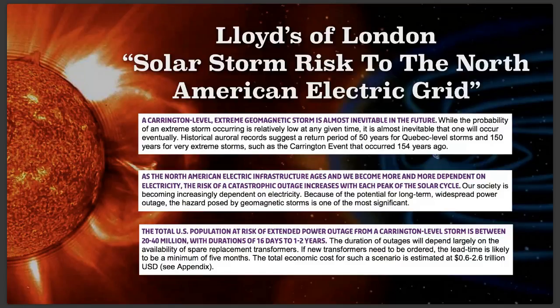Wow. The duration of outages will depend largely on the availability of spare replacement transformers. If new transformers need to be ordered, the lead time is likely to be a minimum of 5 months. Wow, that is quite something. Blackouts lasting 16 days to 1 to 2 years, just from a solar storm. And then they went on to describe how this could impact the insurance industry. So we've got all that under our belt.